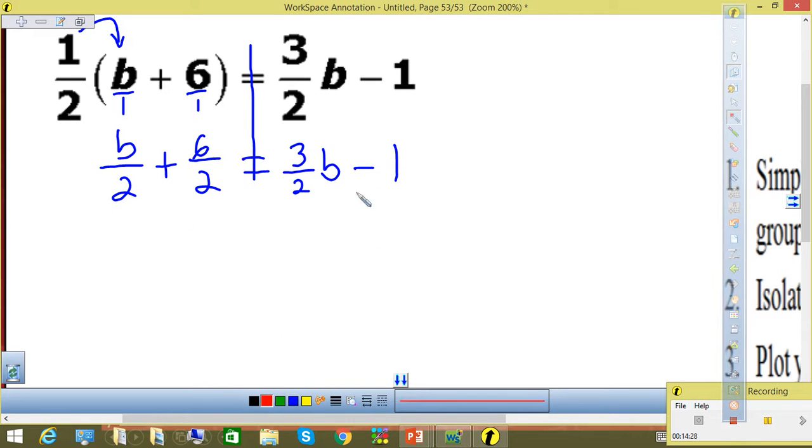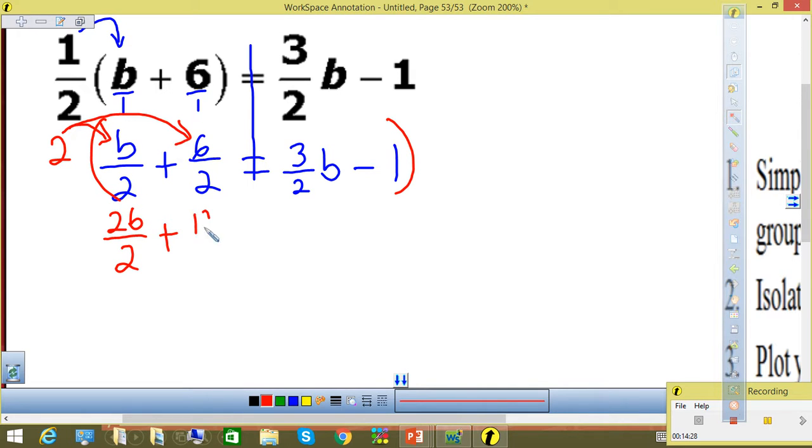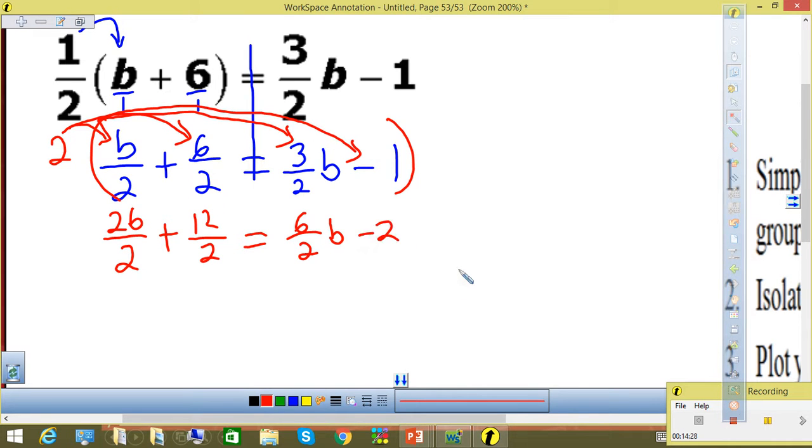All right, and here we have fractions all over the place, yes? So we don't want fractions. What is our common denominator? 2. So we multiply everything times 2. So 2 times b, that is 2b, and the denominator stays the same. Plus 12 over 2 equals 6 over 2 b minus 2.